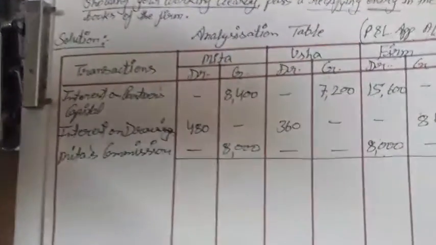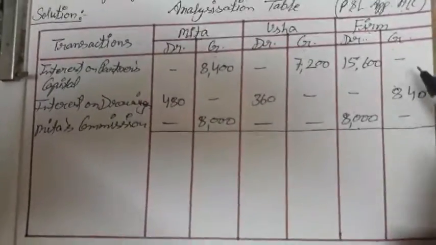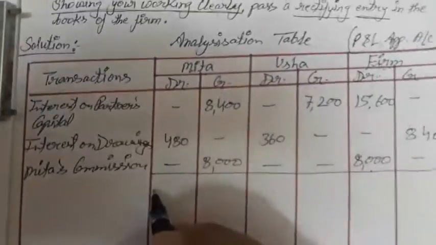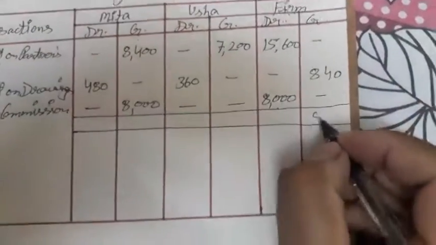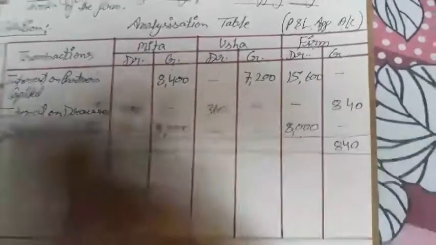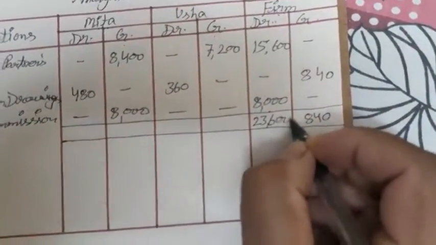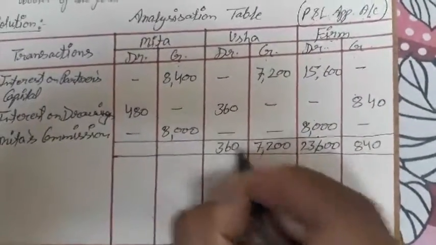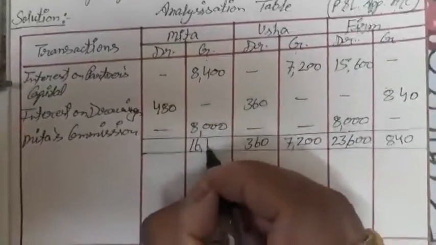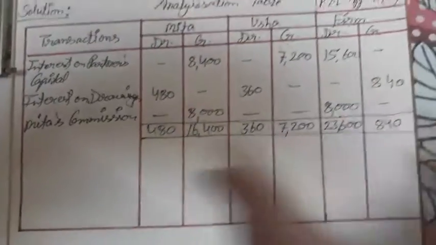Now we have to be more focused because some students have more problems in this concept. Add this balancing. So both the totals we write here, 840 rupees, and then if we total this, the total will be 23,600, and this side 7,200 and 360 rupees, and 16,400 and 480 rupees. Both the totals we have written.